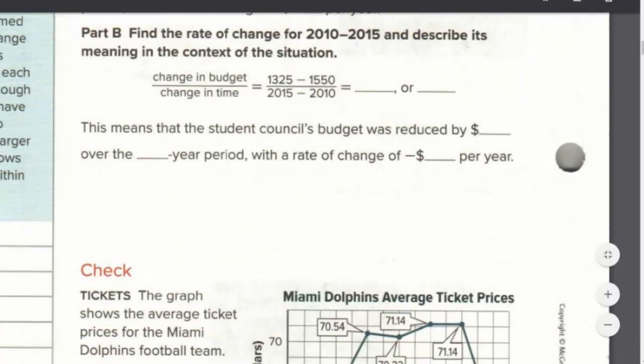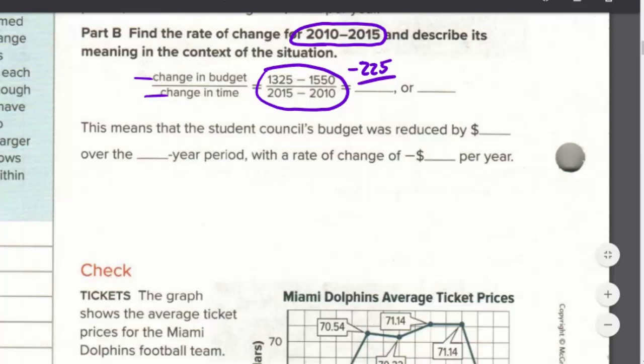Okay, part B wants us to find a rate of change again, but they gave us 2 different years, 2010 to 2015. They've also populated it with the actual points that are in there. So the top numbers represents budget in dollars, and the bottom one is change in time. So our first subtraction up here is going to give us negative 225, and our bottom one is going to give us a 5. So time is progressing forward. If we divide that out, we end up getting negative 45.